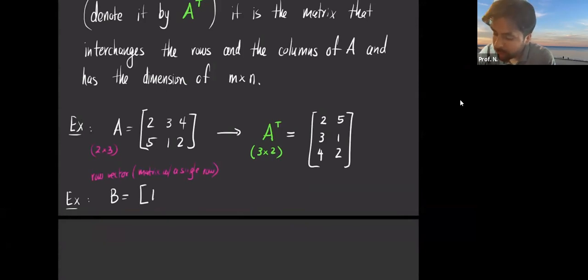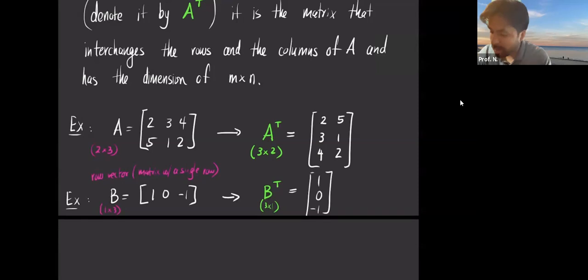Okay, so if I have 1, 0, -1, then B transpose is going to be a what? A 1 by 3 matrix. This is going to be a 3 by 1 matrix. So this row vector, when you transpose it, becomes a column vector. And the column vector is 1, 0, -1. So everybody hopefully finds this straightforward with the definition of a transpose.